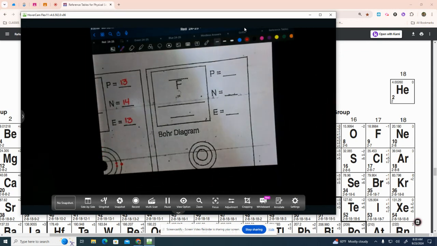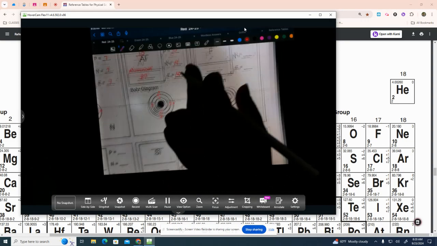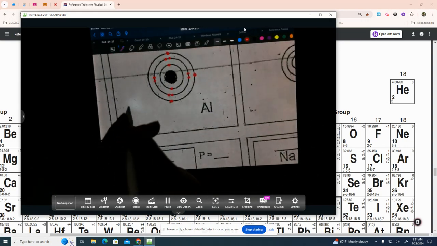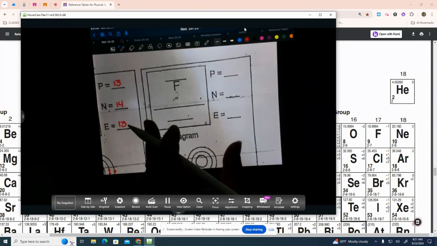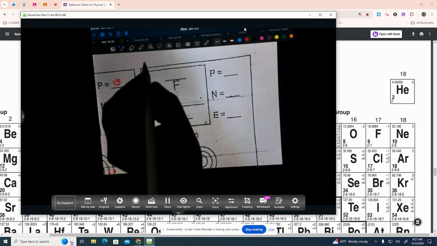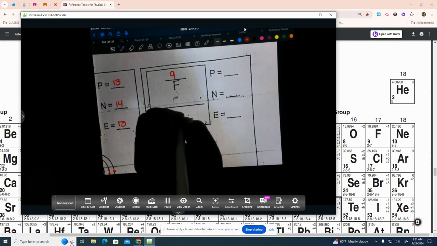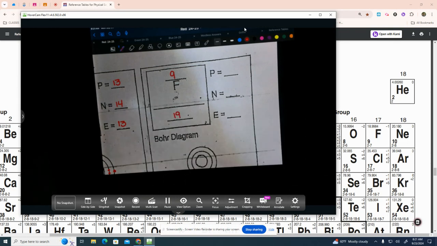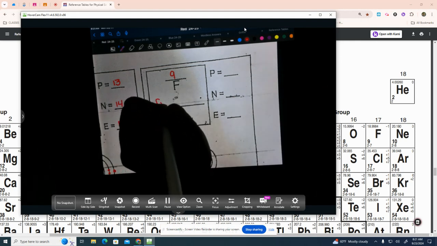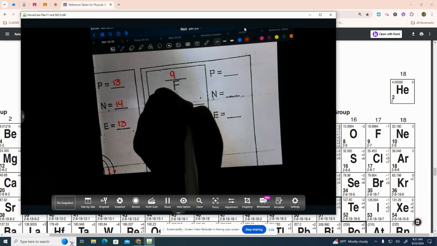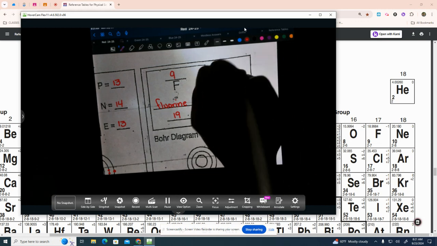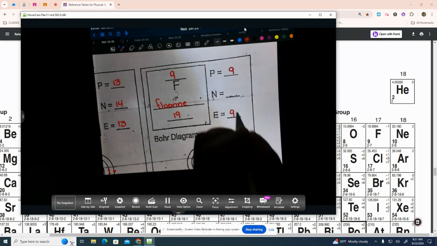Is this easy peasy lemon squeezy, or are you getting confused? Okay. How many valence electrons does aluminum have? 3. Good. All right, fluorine. Atomic number is 9. And its mass number, we're going to make it 19. Fluorine. Okay. 9 protons, 9 electrons.